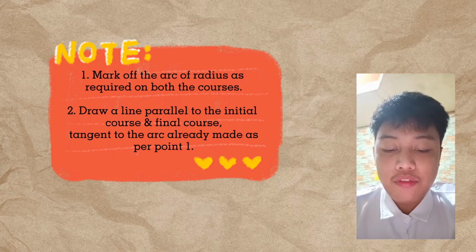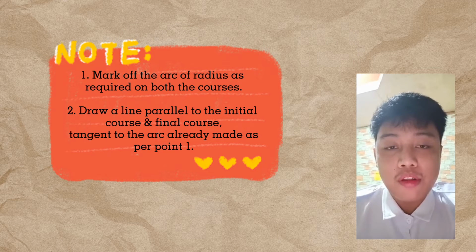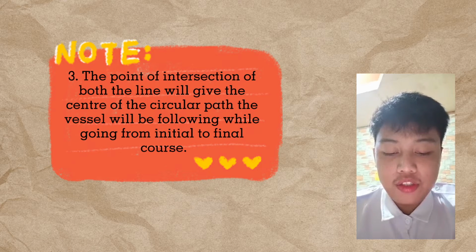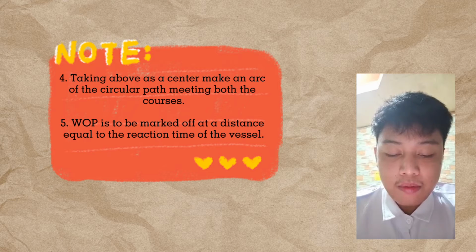First, mark off the arc radius as required on both courses. Second, draw a line parallel to the initial course and final course tangent to the arc already made as per point 1. Third, the point of intersection of both lines will give the center of the circular path the vessel will be following while going from initial to final course. Fourth, taking the above as a center, make an arc of the circular path meeting both the courses.